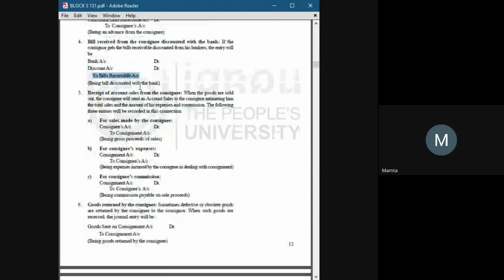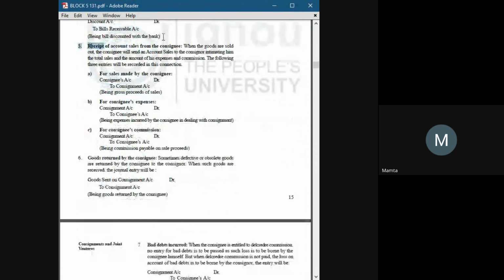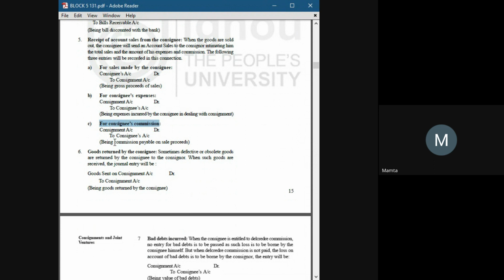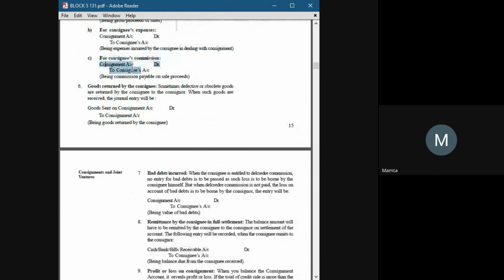Receipt of account sales from the consignee. For sales made by the consignee, consignee account debit to consignment account. For consignee expenses, if the consignee is bearing any expenses, consignment account debit to consignee's account. For consignee commission, whatever commission we are paying, consignment account debit to consignee account, being commission payable on sale proceeds.